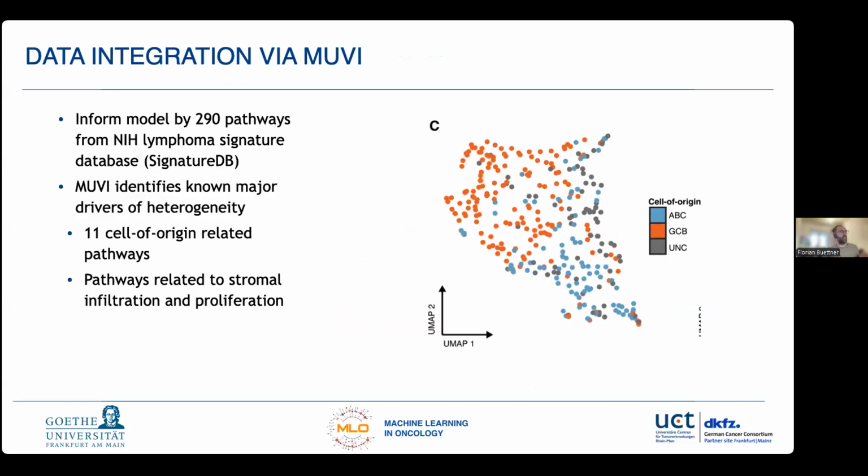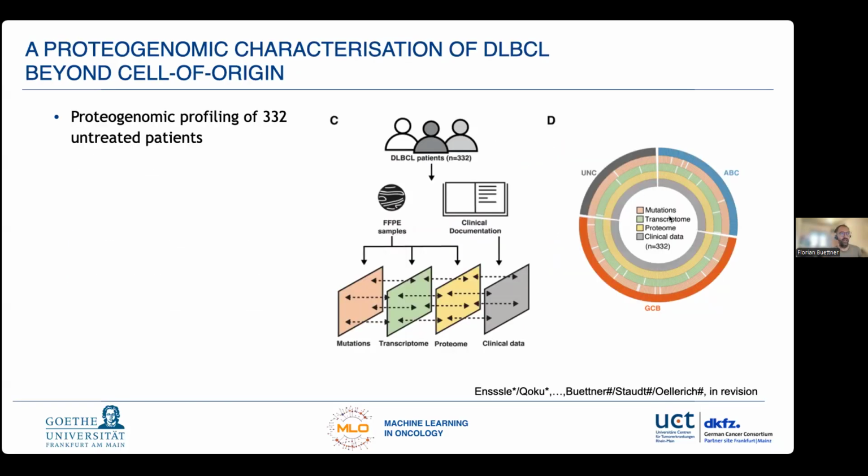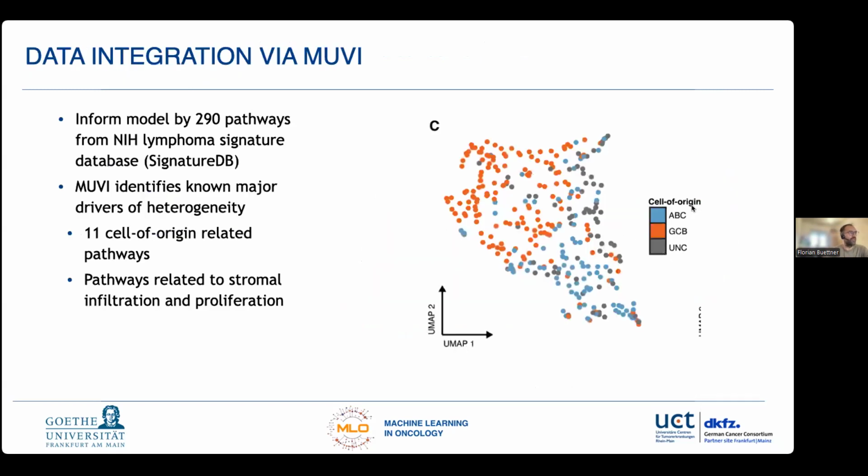So what we did, we ran MOVIE on these different data layers. We had the transcriptome, the proteome, and a mutation data view. And we informed it with 290 pathways from the NIH lymphoma signature database. And then MOVIE identified, first of all, the major drivers of heterogeneity that are well known. This classification is called cell of origin, and MOVIE learned that there are 11 pathways that are related to the cell of origin.